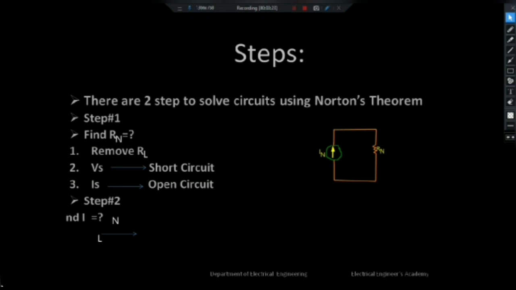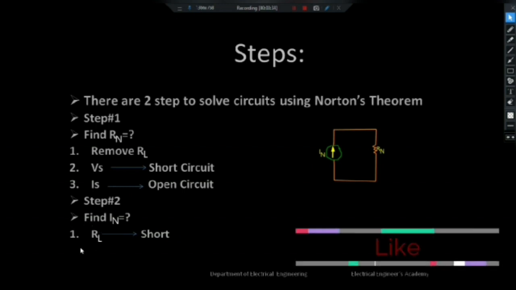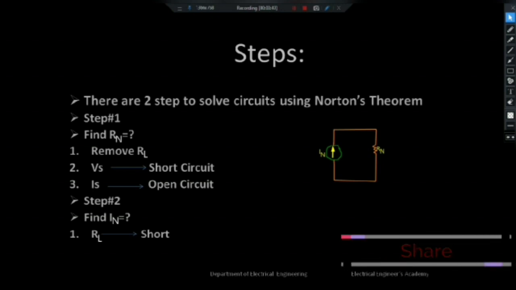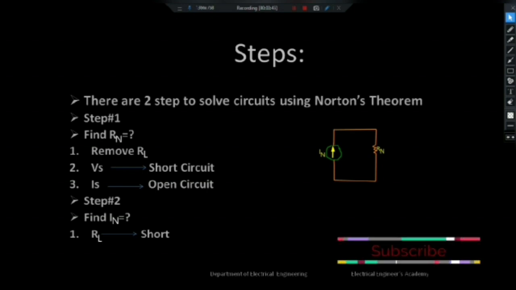Then our next step is to find Norton's current. To find Norton's current, we short the load resistance. Students, these are the two steps to solve a Norton's theorem circuit. If we follow these two steps, then we are able to solve any type of circuit regarding Norton's theorem. Now students, we will discuss an example of Norton's theorem.